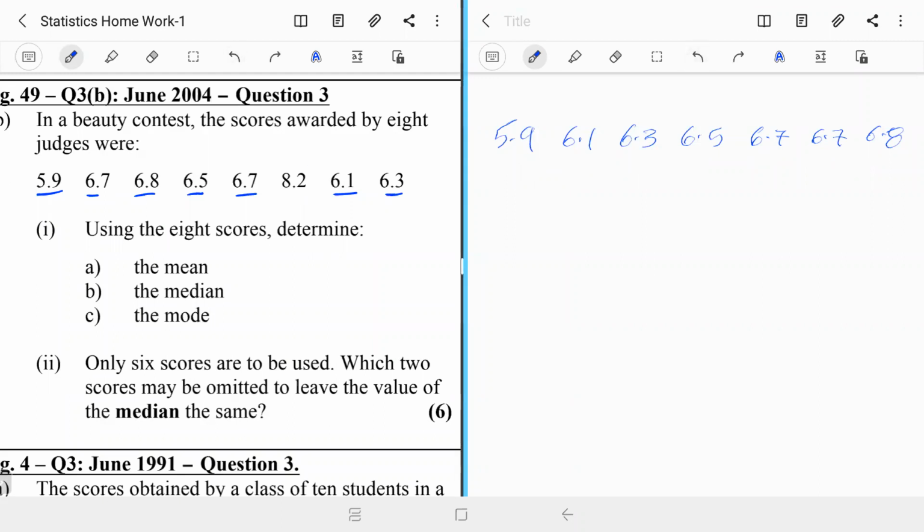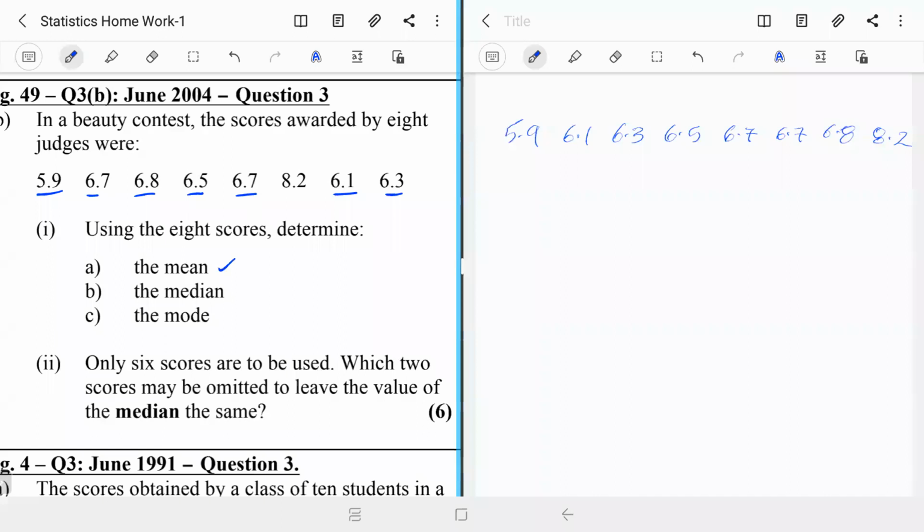So make this a little bit smaller and put it in there. So I'm going to put in the 8.2 out here. So those are my 8 scores. All right. So I've done the first important thing, which is put them in ascending order. Then I want the mean. What is the mean? The mean is the arithmetic average.